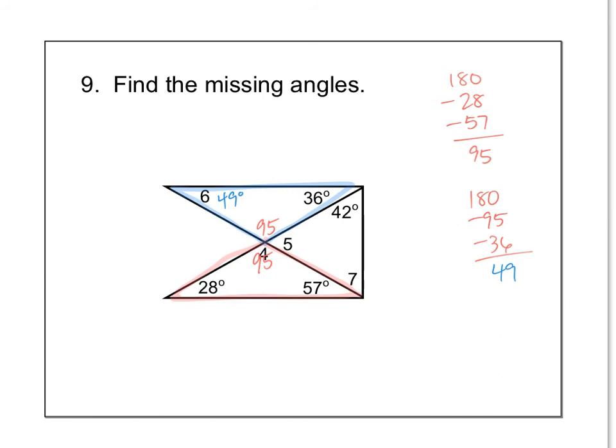Angle 5, I can use these two angles right here. They're a linear pair. So 180 minus the 95, I believe, leaves 85. So angle 5 is 85 degrees. And now I can use this triangle in green on the right, and the three corners there must also add up to 180. So 180 minus the 85 minus the 42, if I subtract those two corners that I know, then for angle 7, I am left with 53 degrees.